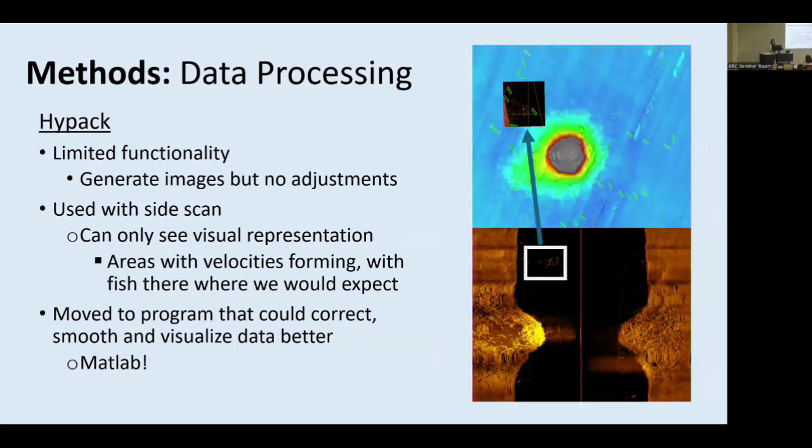Onto our data processing. Initially, we use a software called HYPACK. However, this has limited functionality. We're able to get these great images, but we can't make any adjustments to our data. So used in conjunction with side scan, we can get these visual representations where we can see areas with velocities forming, and there's fish exactly where we would expect them to be. Since we can't make adjustments in this data, we had to move to a program that could correct, smooth, and visualize this data better, which is MATLAB.